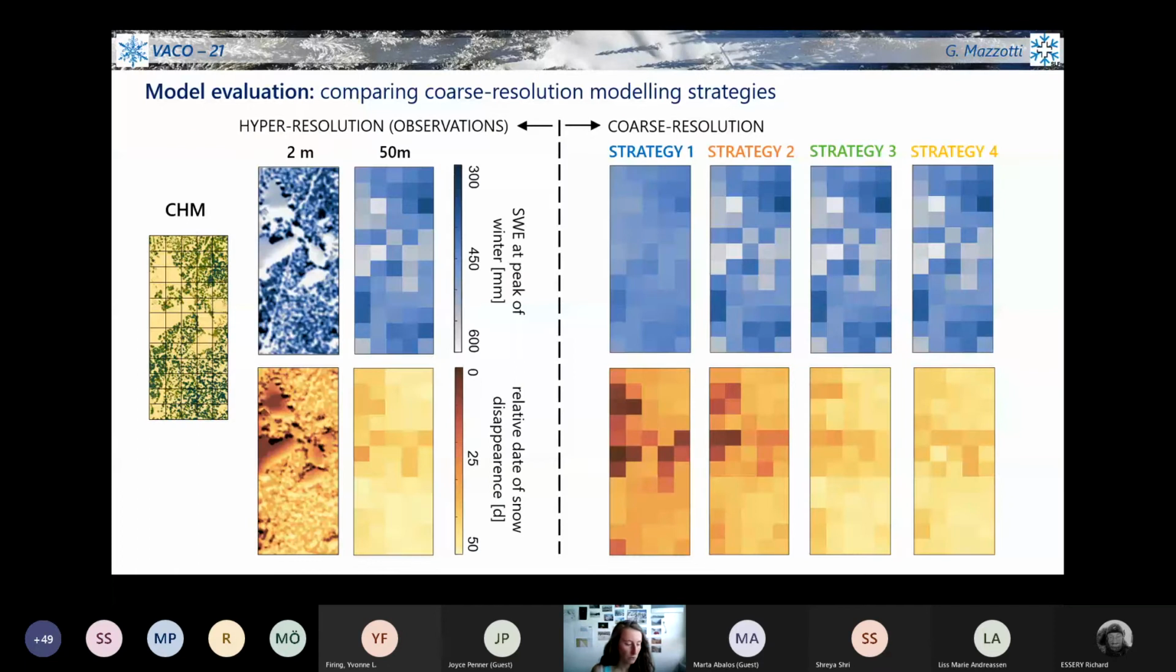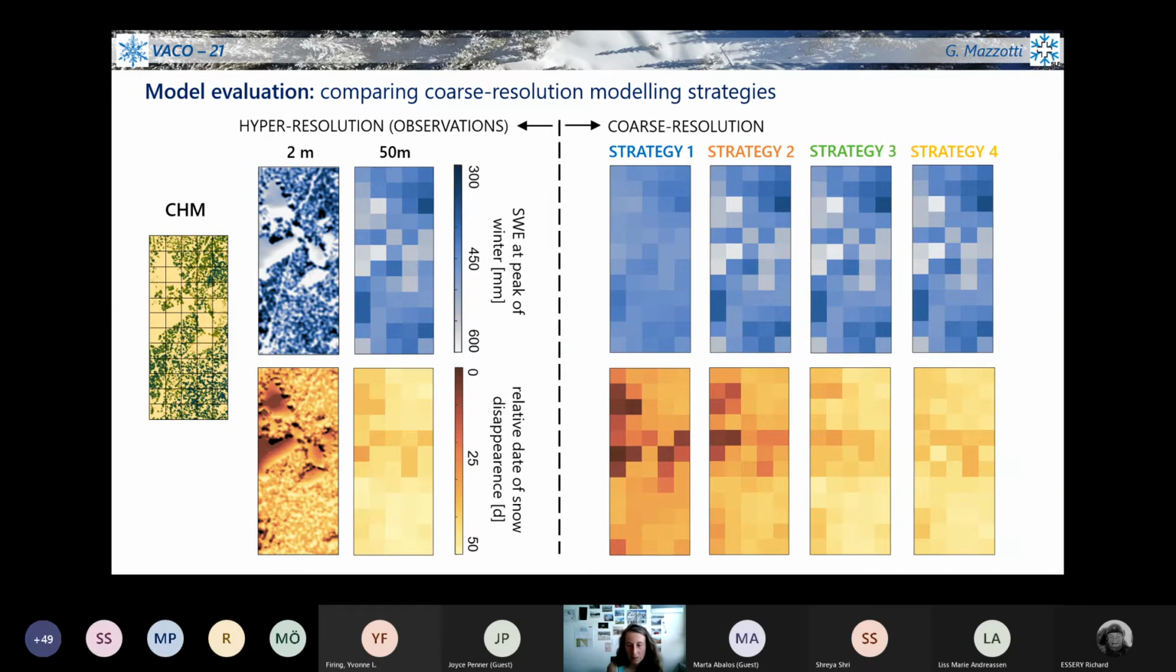And here, I just want to give you a visual impression of some results of our upscaling experiment. So what do we have? To the far left, we have a canopy height map of our model domain, and then the fully resolved and the spatially averaged hyper-resolution simulations. And we see snow water equivalent at peak of winter and snow disappearance state for a specific year. And on the right, you can see the same computed by the coarse resolution runs.